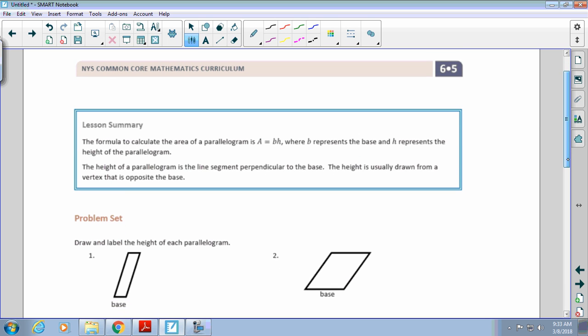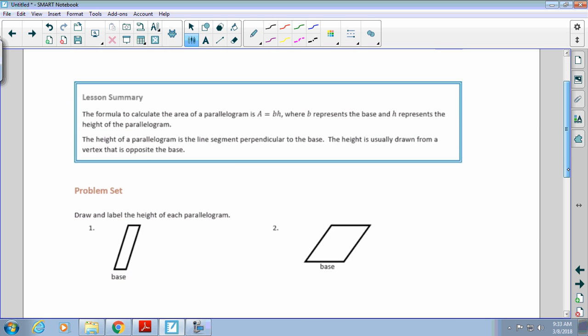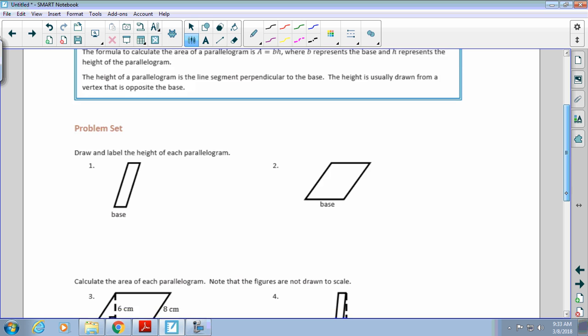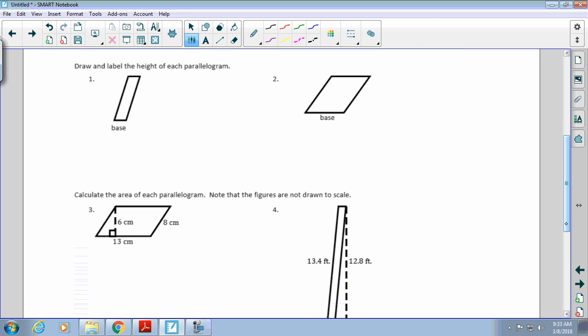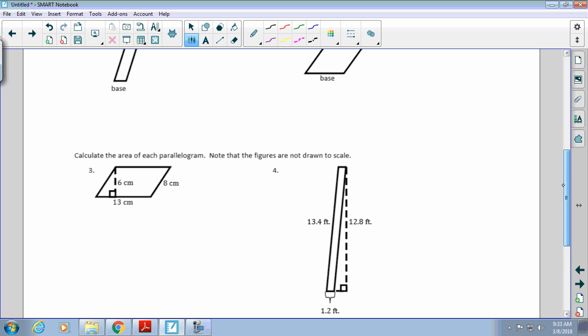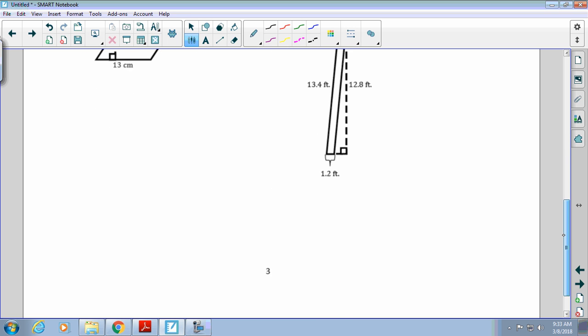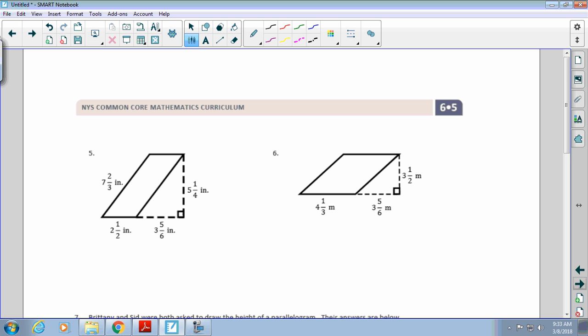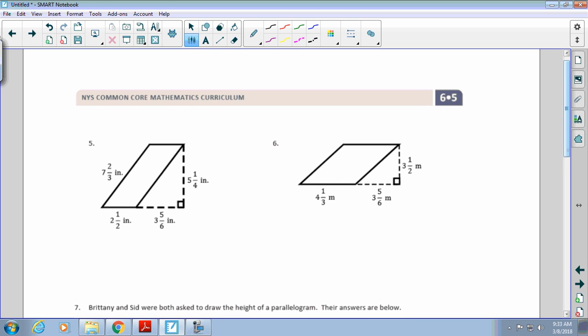Okay, so anyway, draw and label the height of each parallelogram. All right, so I'm going to let you guys do that on your own. Let's look at these examples. Those are easy. Let's go to the next page so I can help you with some of these fraction problems before we go. We've got a few minutes before the end of class.